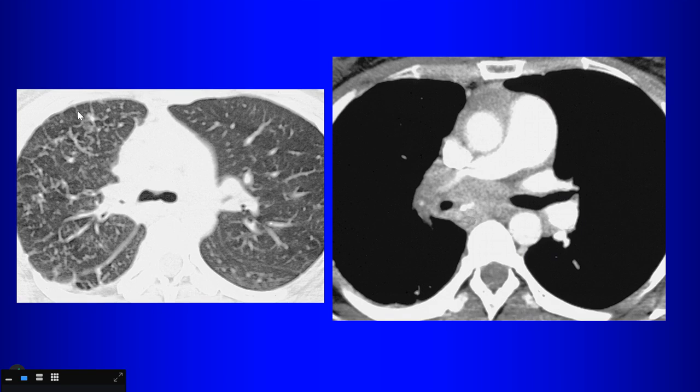So why do we have the interstitial pattern here? You see the interlobular septal thickening. Why do we have that?